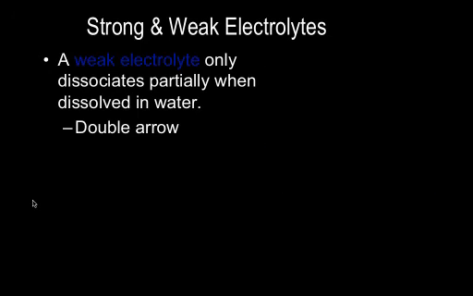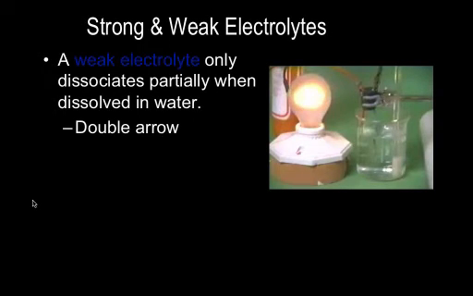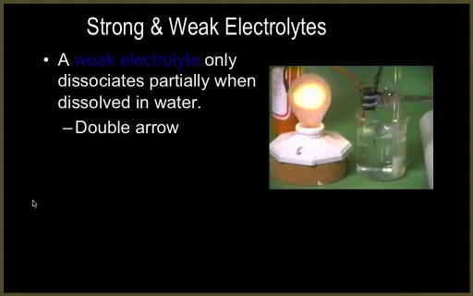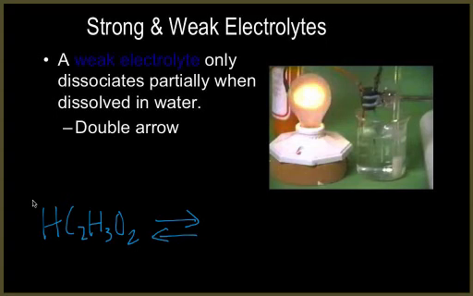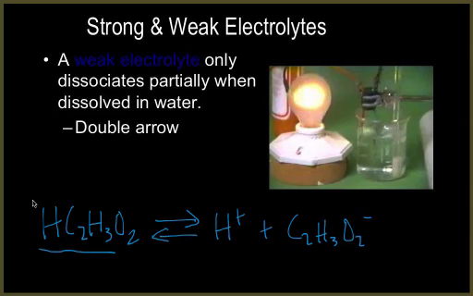Now, weak electrolytes only partially dissociate in water. When we show these dissociating, we use a double arrow. An example here, and I realize this is the same picture, but the light bulb would not be as bright. An example of a weak electrolyte would be acetic acid, HC2H3O2. Acetic acid is a weak acid, and a weak acid is also a weak electrolyte. When we show the dissociation here, we show a double arrow. What happens here is you have some dissociation, but then you also have some of the undissociated acid in that solution as well. As a result, your light bulb is not as bright.